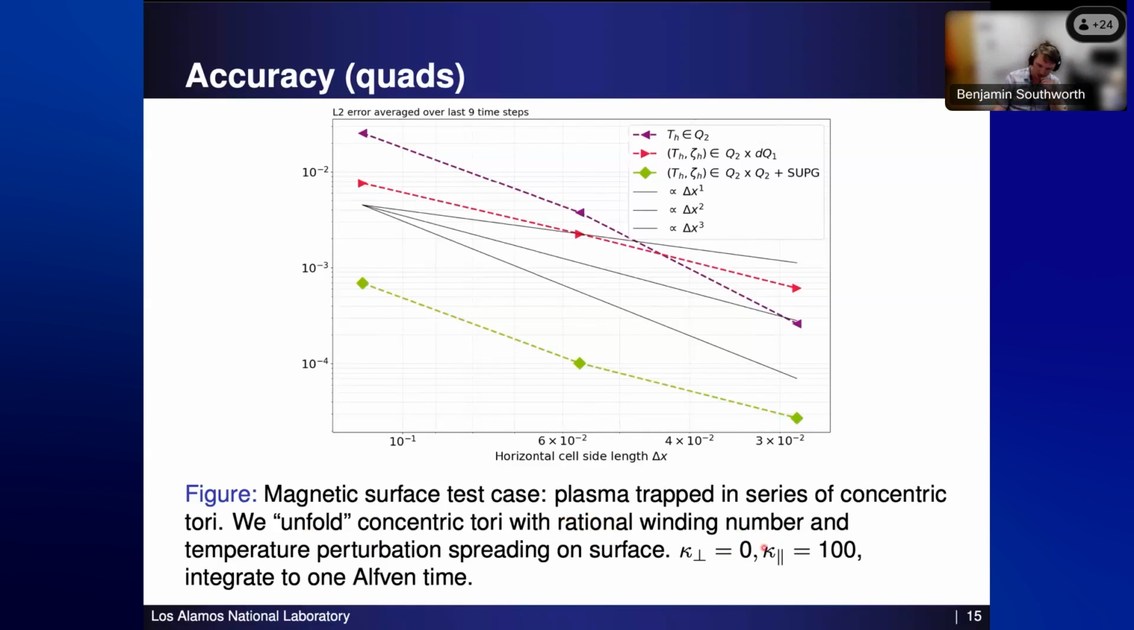And so here we choose actually zero isotropic diffusion, and then everything's in the anisotropic direction. And so this is in some sense harder and easier. The problem itself is easier than the previous one, but we stay in the fully anisotropic regime. And we integrate out to 1 alphane time.